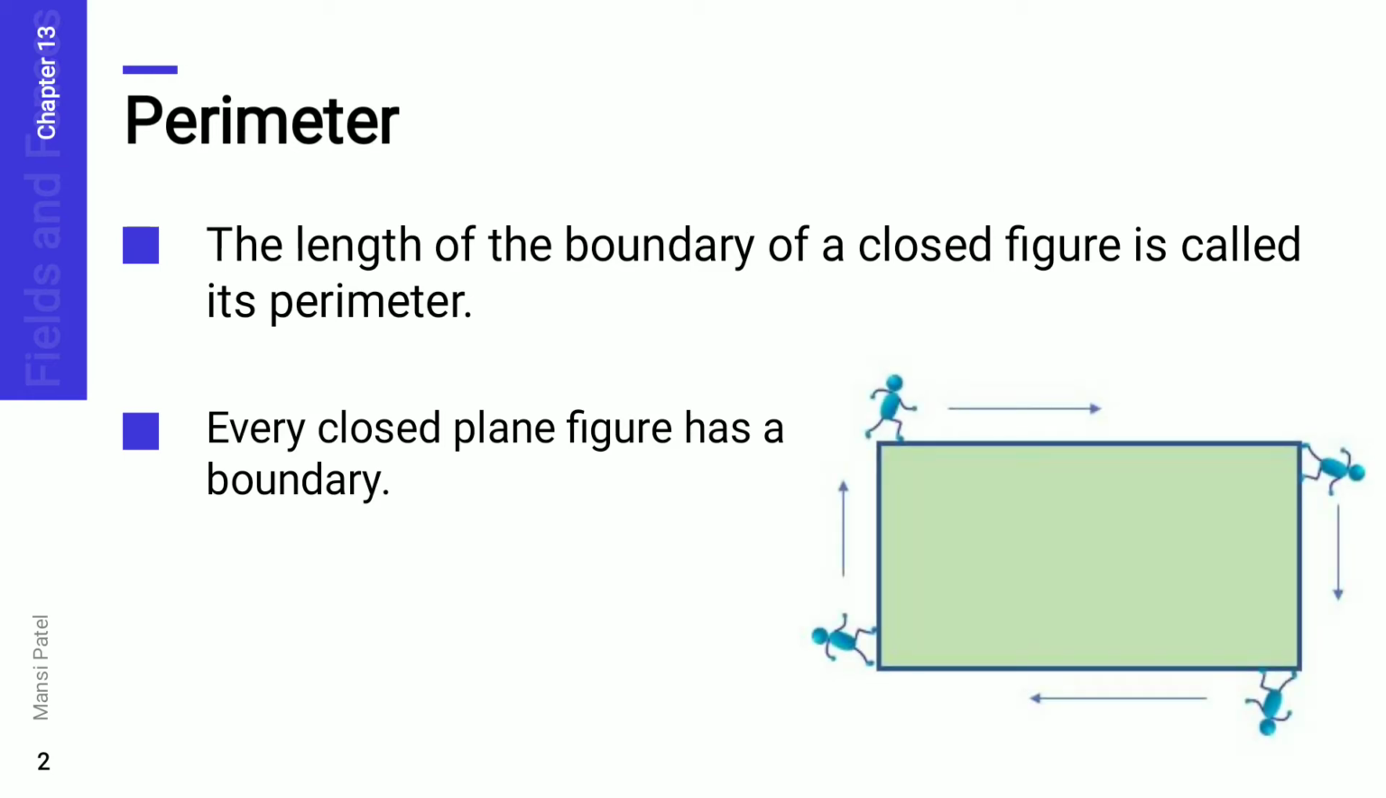So see here, this is the shape of a rectangle. This is also a closed figure, and also this is a 2D figure, two dimensional, that is, the length and the breadth. So we can say that the length of the boundary of this shape is known as the perimeter. Or in other words, we can say that if we add their outer sides, then we get the perimeter.